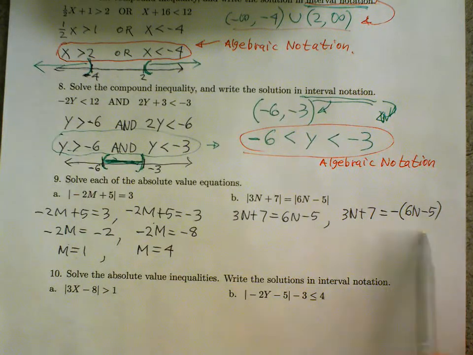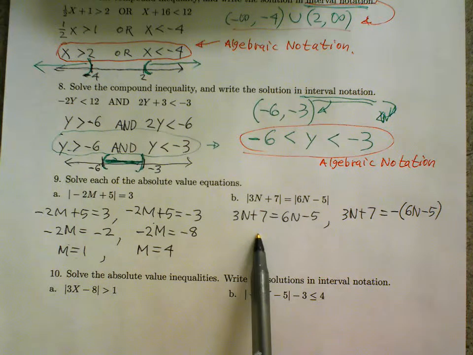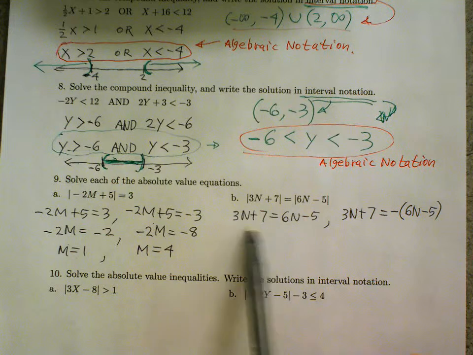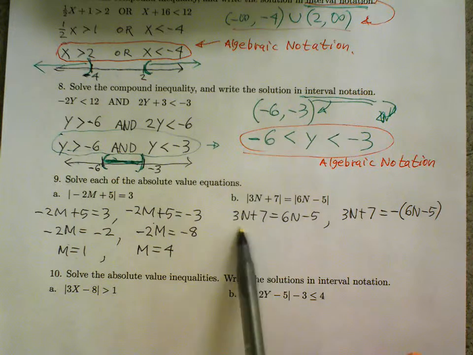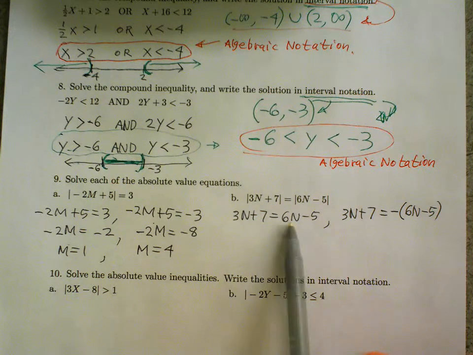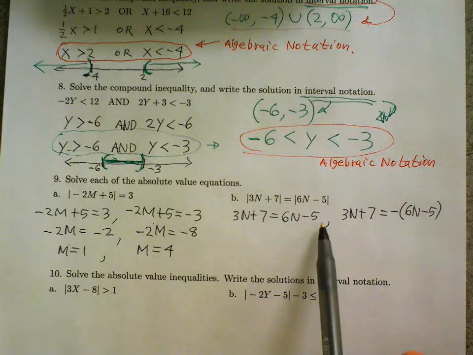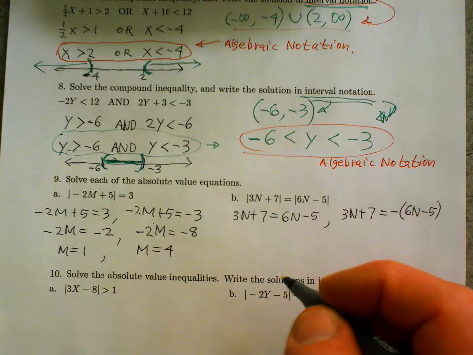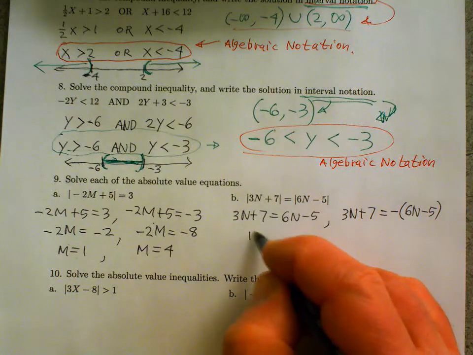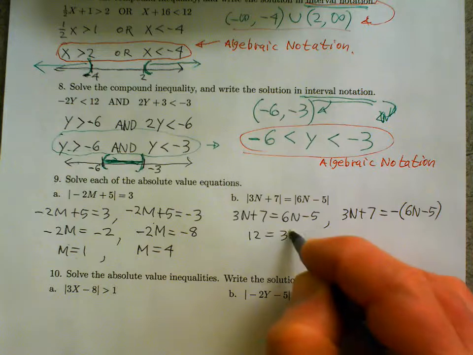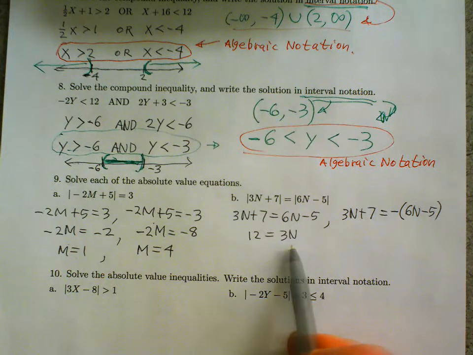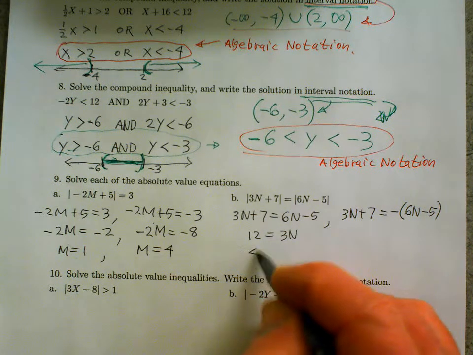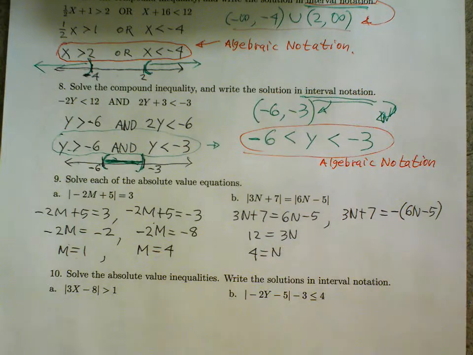Solve each of those for n. So on this equation on the left, we can do a couple of things in the same step. We can subtract 3n from both sides and also add 5 to both sides. So we're going to subtract 3n from both sides and add 5 to both sides. We'll get 12 equals 3n. And then divide both sides by 3, we get n equals 4. That's one of the solutions.